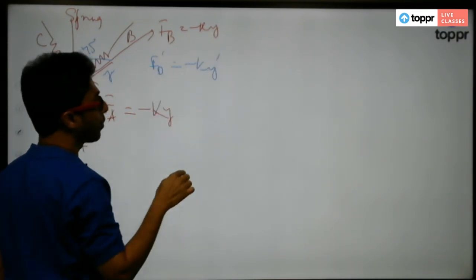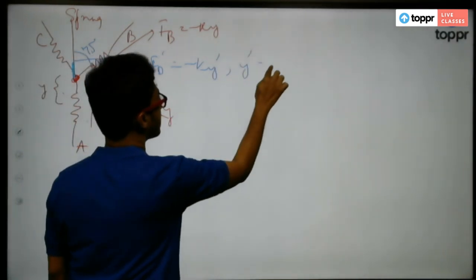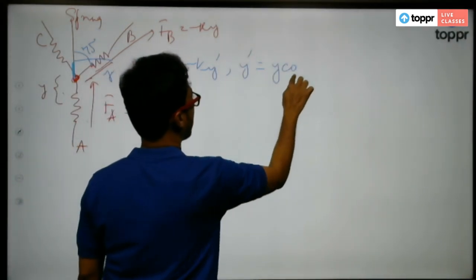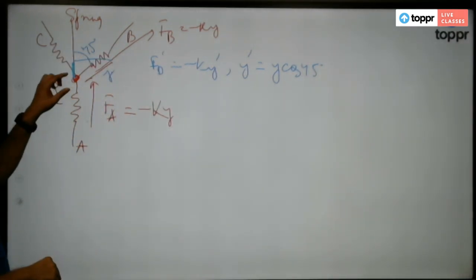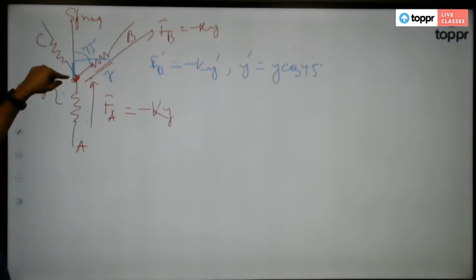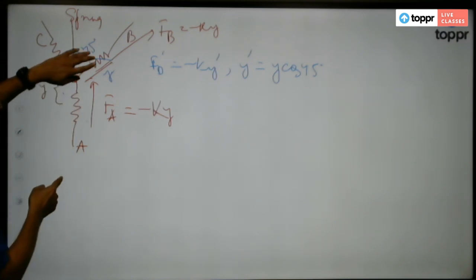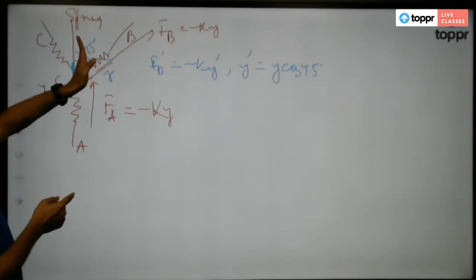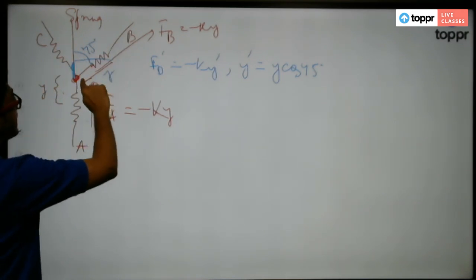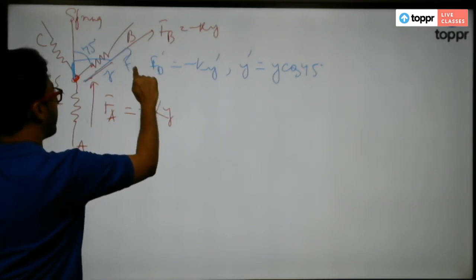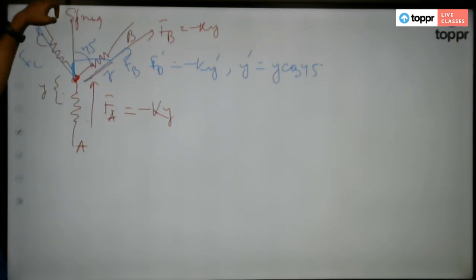Minus ky dash, right? y dash is nothing but y cos 45, because we are taking this component. Now y, the extension, we have taken this component. At the same time, we have to take the component of the force also. So this FB and FC both will have a component in this direction.